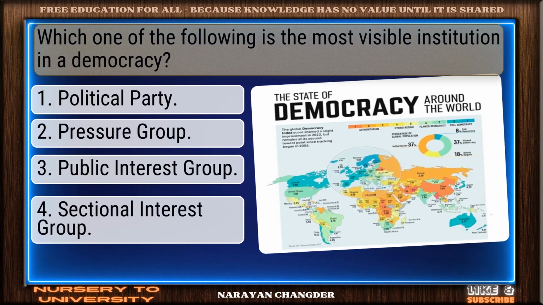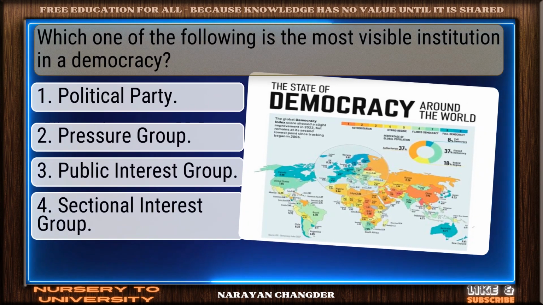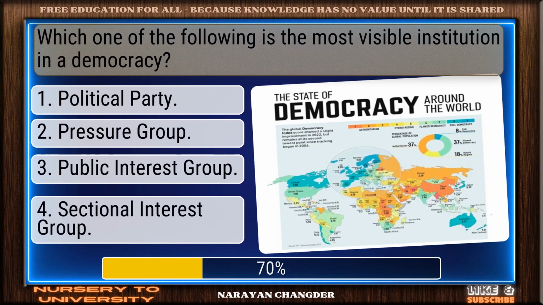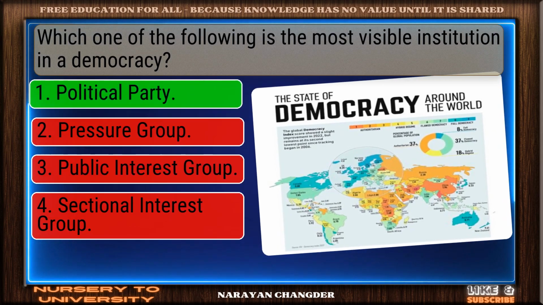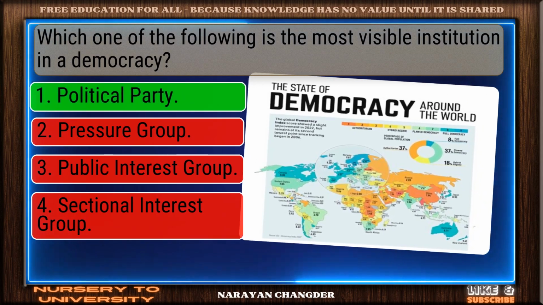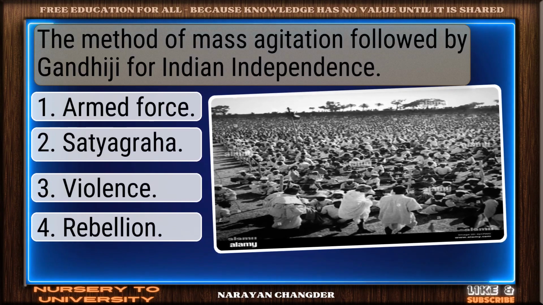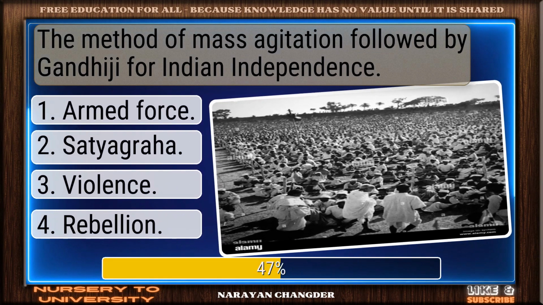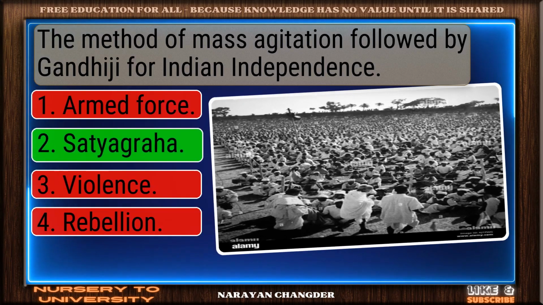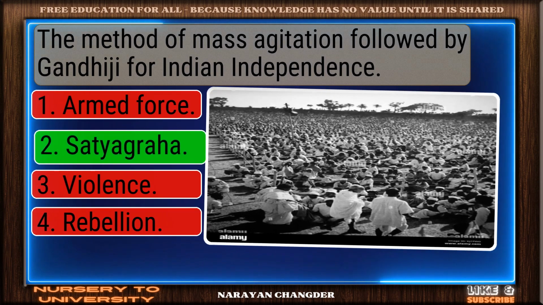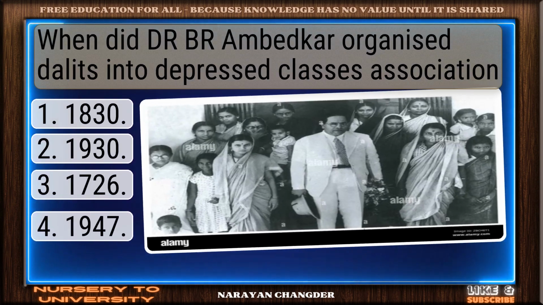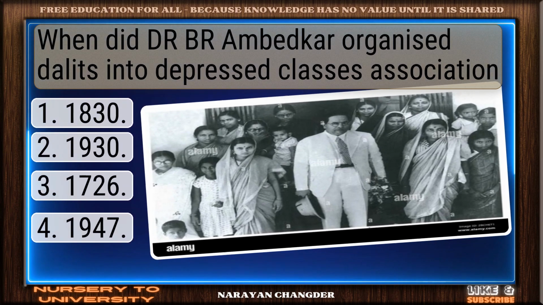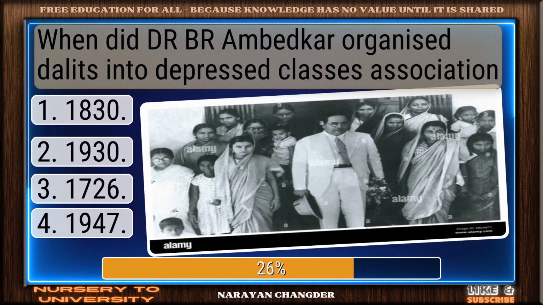Which one of the following is the most visible institution in a democracy? Good thinking. Political party is right. The method of mass agitation followed by Gandhiji for Indian independence. Exactly. Satyagraha makes sense.